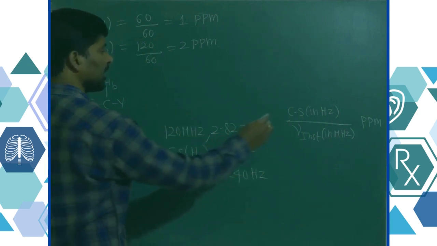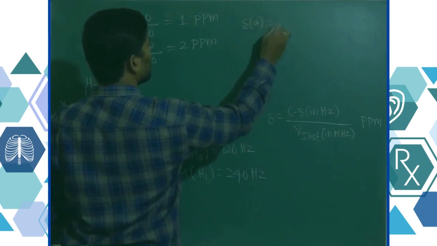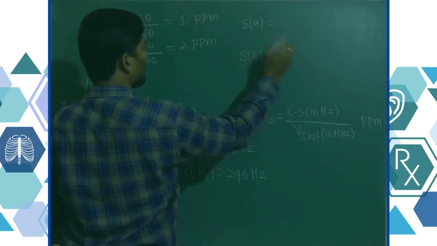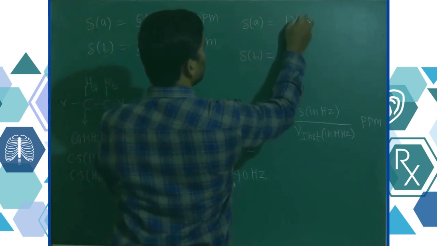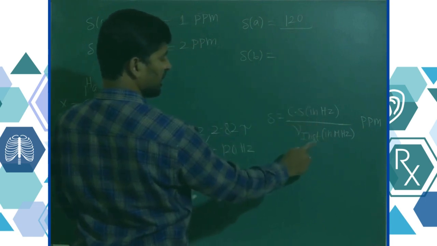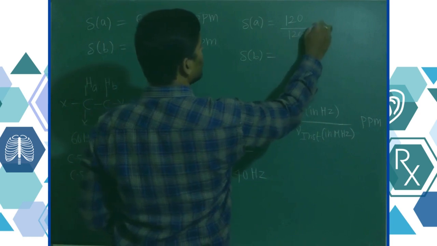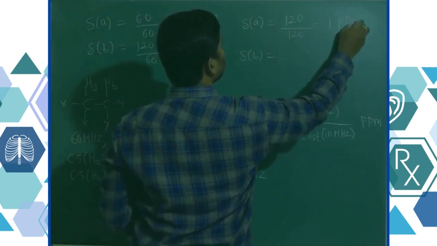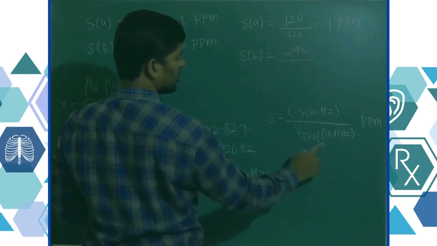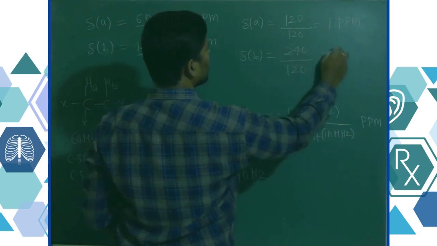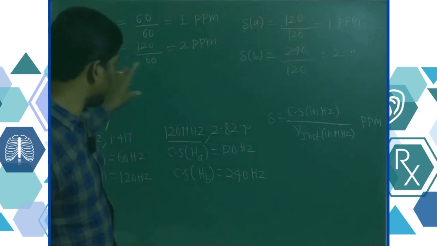Now if you calculate in the ppm scale for the A proton and B proton, what is the chemical shift? 120 Hz, chemical shift in Hz by instrument frequency. What is the instrument frequency? 120. That means we are getting 1 ppm. For B, 240 divided by 120, so we are getting 2 ppm. Here 1 and 2 ppm. Here also we got 1 and 2 ppm.